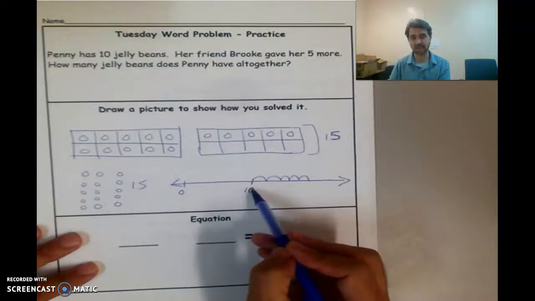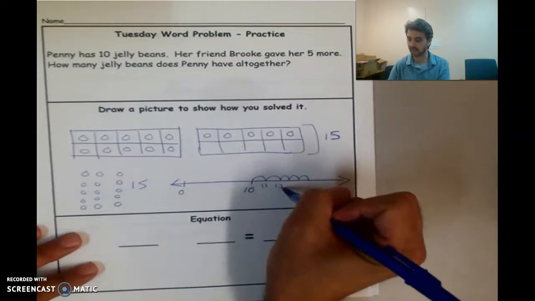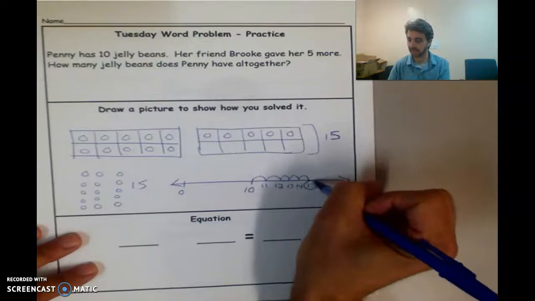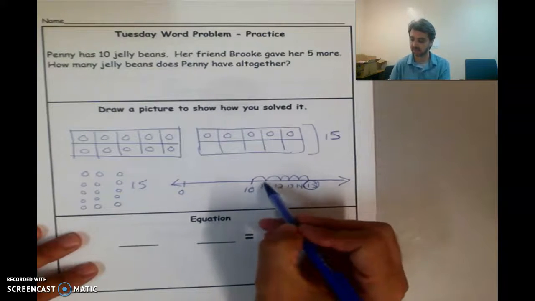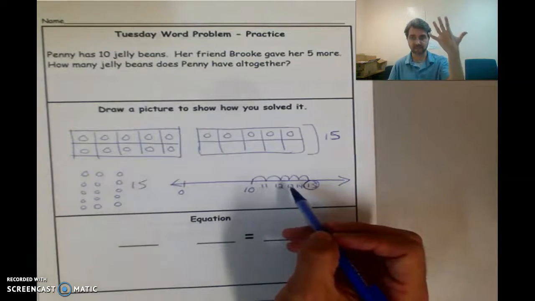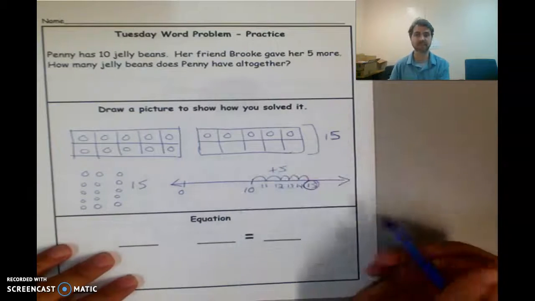So if I'm at 10 and I go 5 more, that's 11, 12, 13, 14, and we landed on 15. So 10, 11, 12, 13, 14, 15. So again, I got the answer of 15. 10 plus 5 is 15.